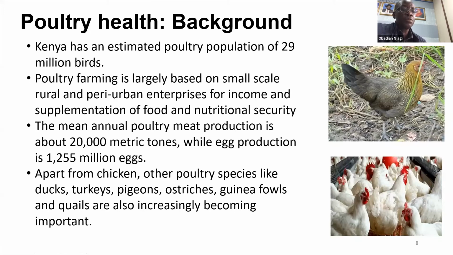So coming down specifically to poultry health, a small background to bring you up to date on the situation in Kenya. We have an estimated poultry population of about 29 million birds. Poultry farming in Kenya is largely based on small-scale rural and peri-urban enterprises, basically for income generation and for supplementing food and nutritional security. Our mean annual poultry meat production is about 20,000 metric tons, and egg production is about 1,255,000,000 eggs per year. Of course, apart from chicken, we have other poultry species kept by Kenyans: ducks, turkeys, pigeons, ostriches, guinea fowls, and quails. Next slide, please.